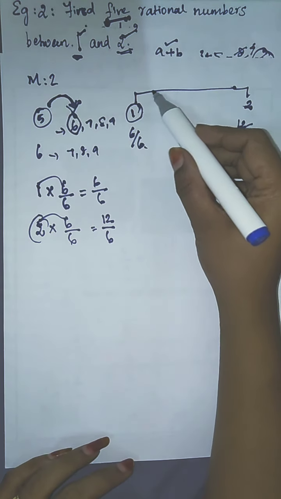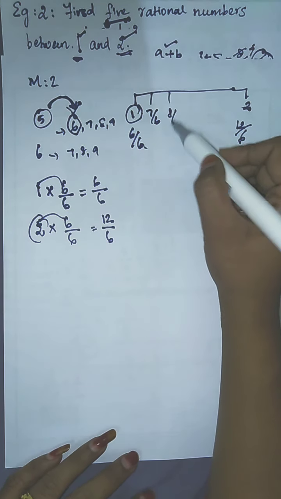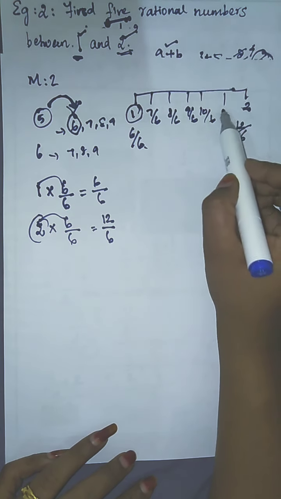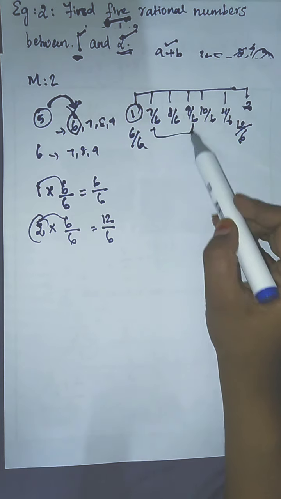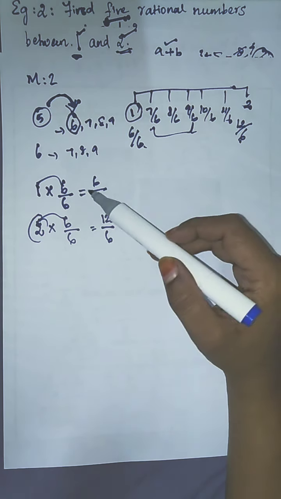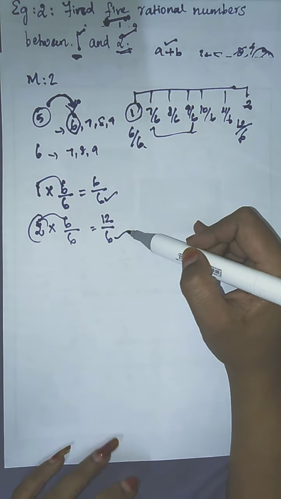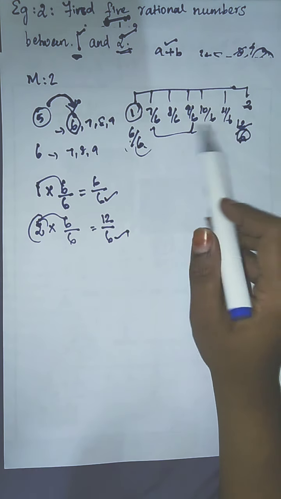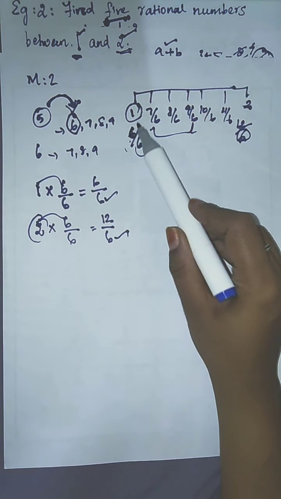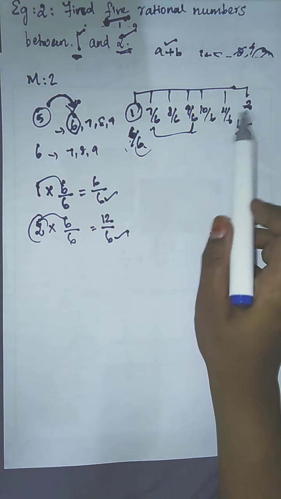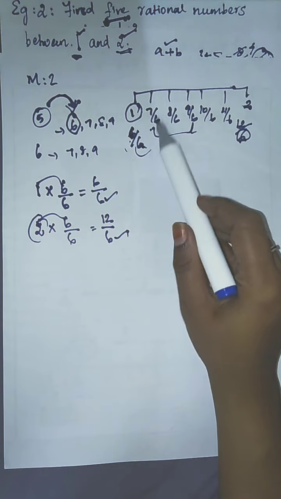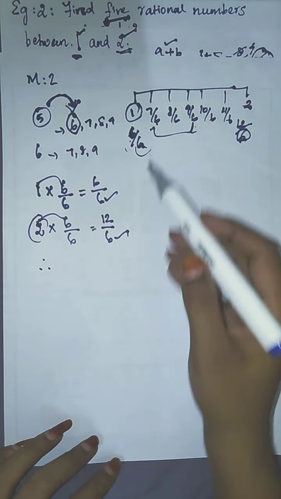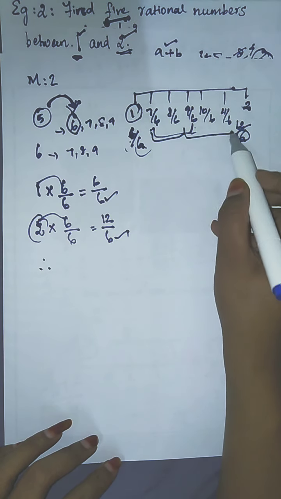So the middle numbers are 7 by 6, 8 by 6, 9 by 6, 10 by 6, 11 by 6. So I can write these 5 numbers. Here we just got the common denominator. So 6 by 6, 12 by 6. And the denominators are the same, right? So we can put numbers between 6 and 12, like 6 by 6, 7 by 6, 8 by 6, 9 by 6, 10 by 6, 11 by 6, 12 by 6. Therefore we can write these 5 numbers.